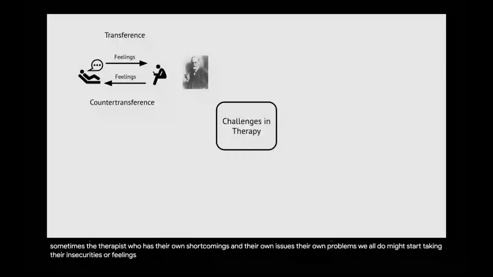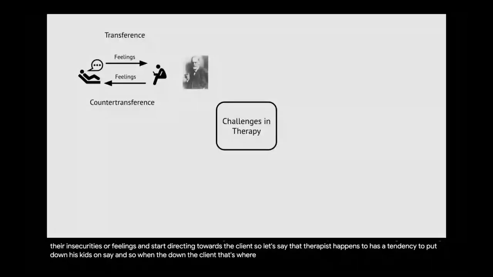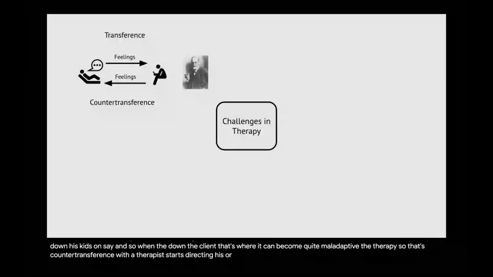So let's say that therapist has a tendency to put down his kids, let's say. And so when the therapist gets this bickering, he starts putting down the client. And that's where the therapy can become quite maladaptive. So that's countertransference, where the therapist starts directing his or her feelings towards the patient.